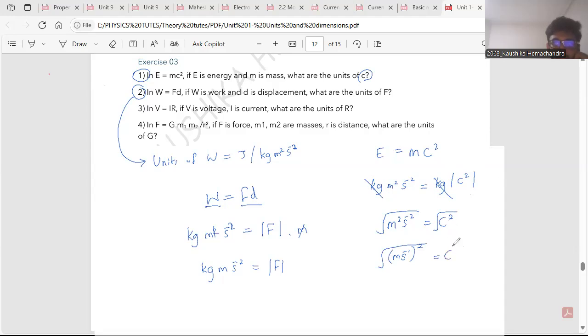Square root of c squared is c. No? So here square root means half. Root is to the power half. Right? Root means to the power half. So 2 and 2 get cut. You get m s minus 1 as the units of c.